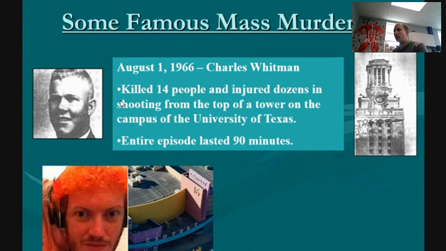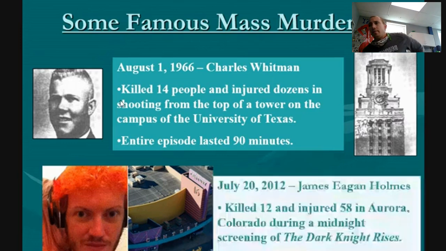Another, more recent example would be the Aurora movie theater shooting. This individual killed 12 people and injured 58 in Aurora here in Colorado, and that episode lasted about 7 minutes. So as we can see, the period in which these people are killing is very short, over the course of minutes or a couple of hours. A very, very short time frame there.